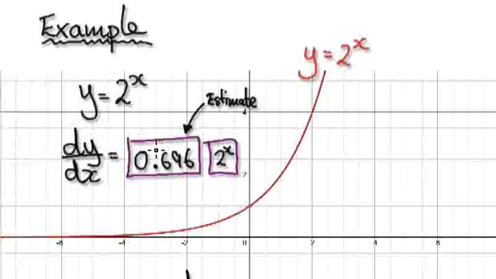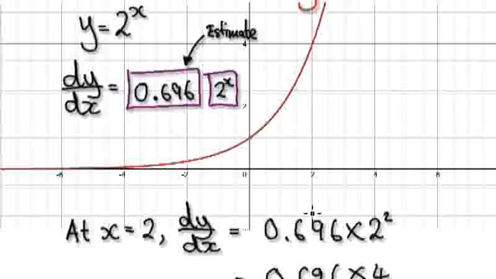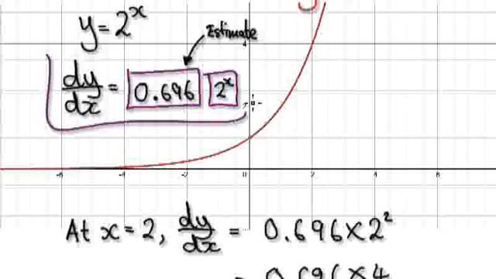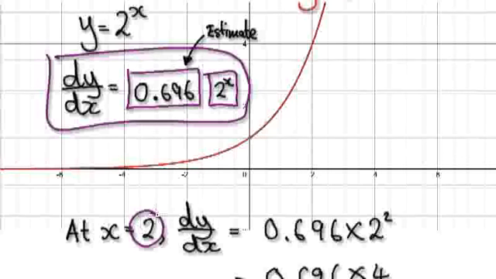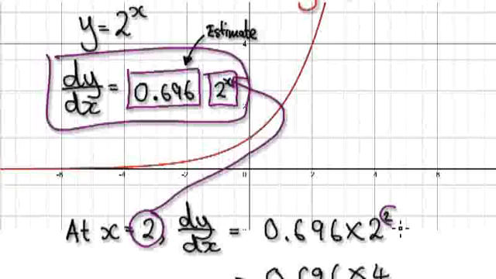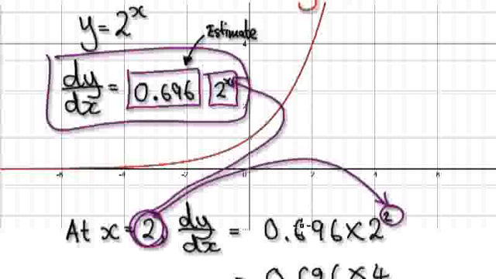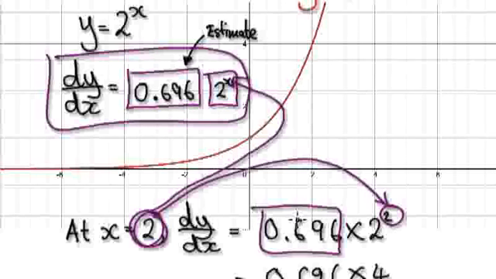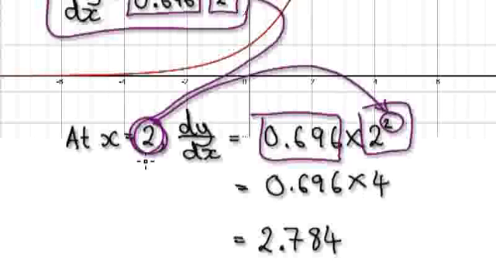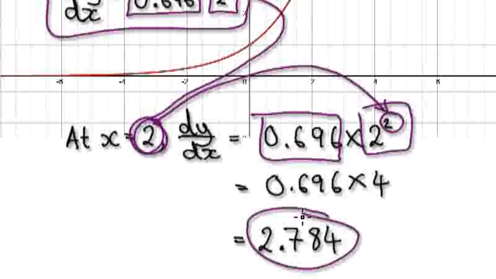Okay, so if you want to know the gradient at x equals 2, dy by dx is given by this thing here. But because you want to know the gradient at x equals 2, you then put it into this x here. So that's this 2 here, you put it into here. So it's going to be this weird number times this thing here. And then the gradient at x equals 2 is given by this.